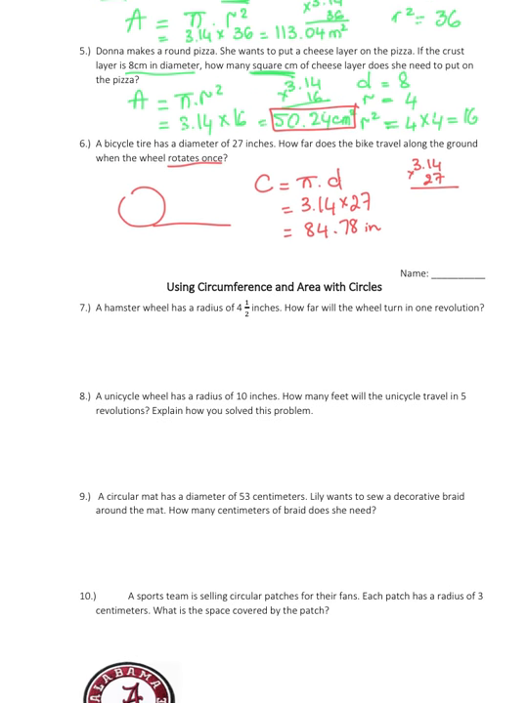Number 7, a hamster wheel has the radius is 4.5 inches. How far will the wheel turn in 1 revolution? So the same like number 6, 1 revolution, 1 rotation, means it's just 1 circle, 1 circumference. So they gave you the radius, 4.5. So I will use the formula that has the radius. So 2 pi r.